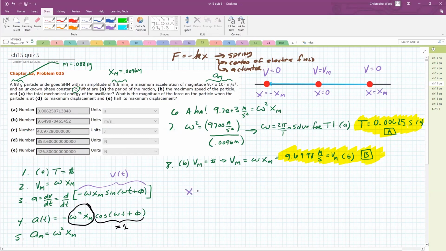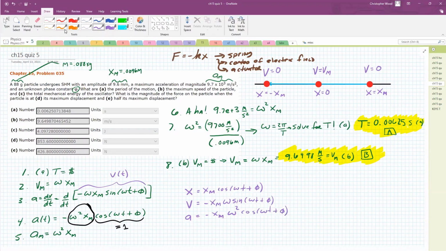Here's what I have for acceleration. Position equals xm cosine of omega t plus phi. Velocity equals negative xm times omega sine of omega t plus phi. Acceleration is negative xm omega squared cosine. So those are my three functions stacked.